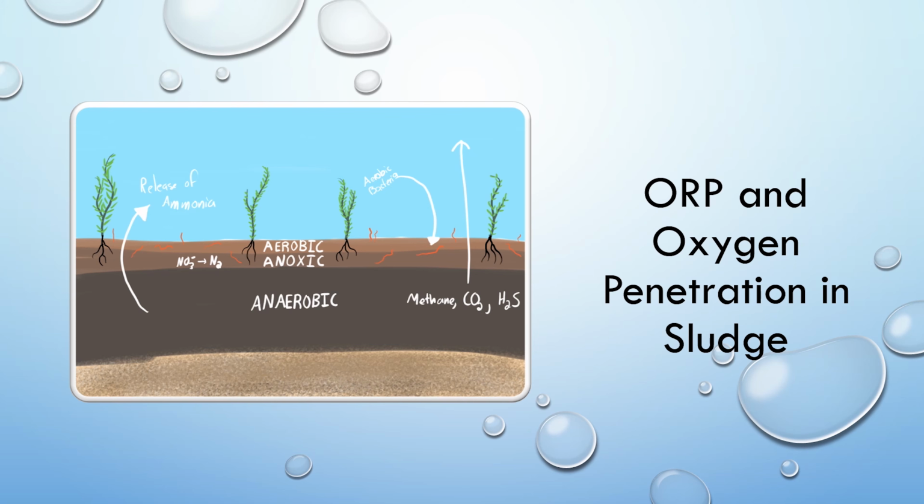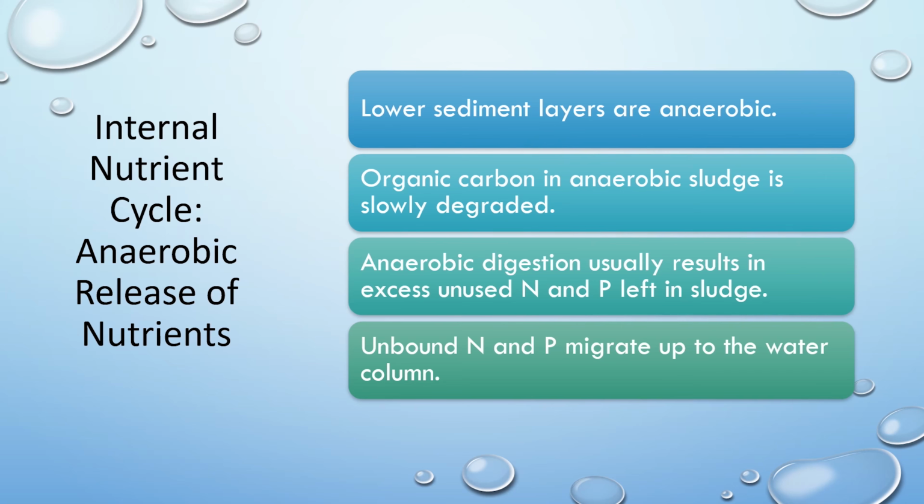The anaerobic layer is where most of the inorganic nitrogen and phosphorus are released, and then they move upwards into the water column. This is how sludge acts as that internal nutrient reservoir for the water column and perpetuates the growth of algae and plants. So in the deeper layers, at a depth of greater than 5 centimeters from the surface, that sludge is anaerobic.